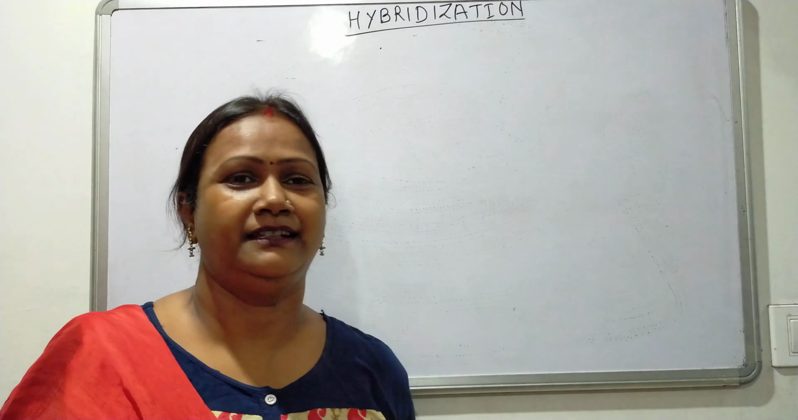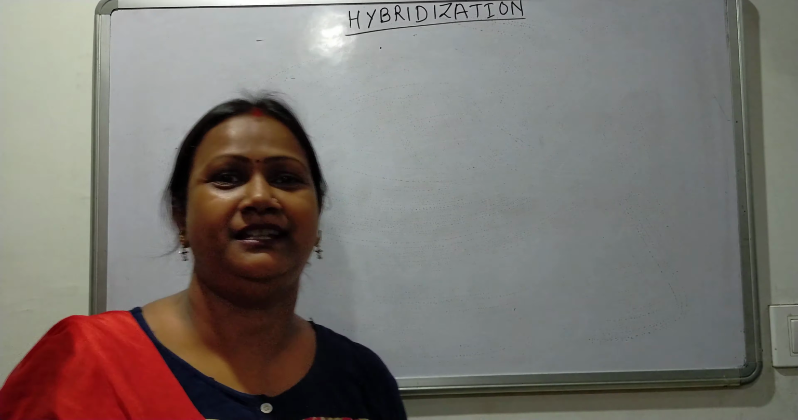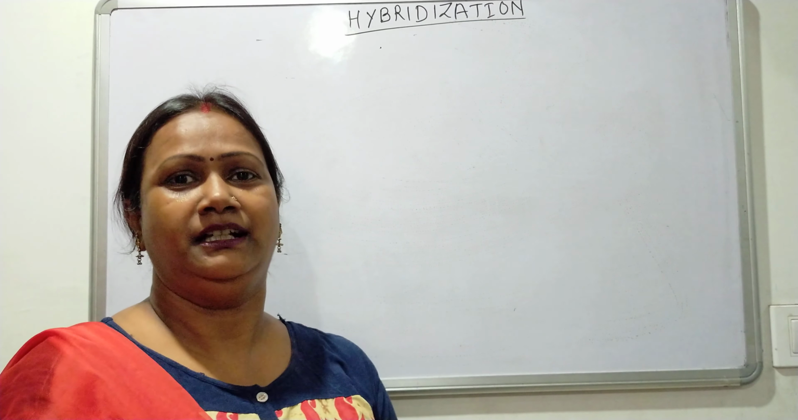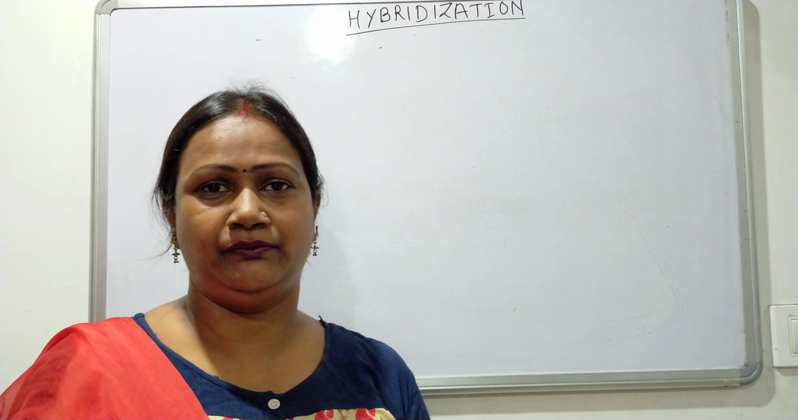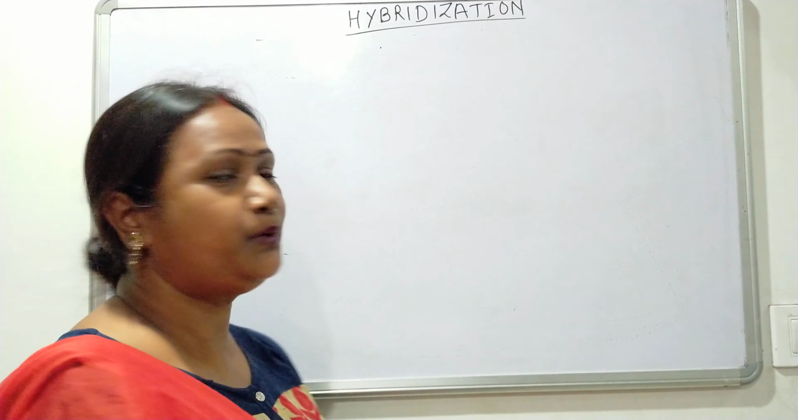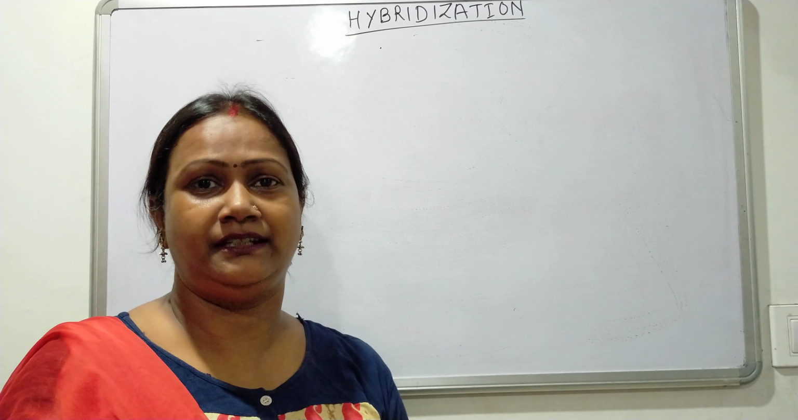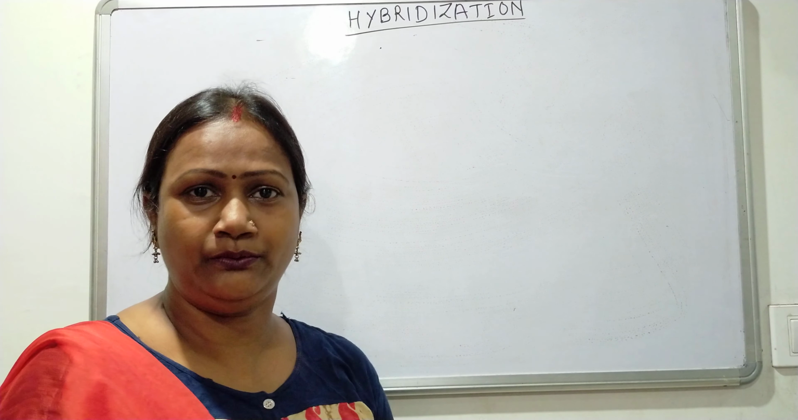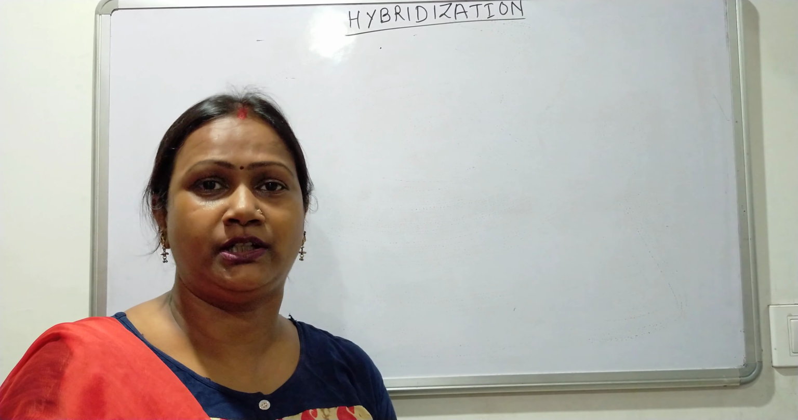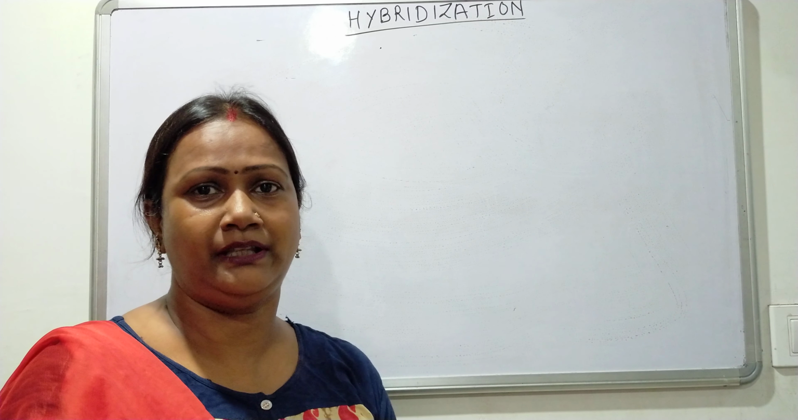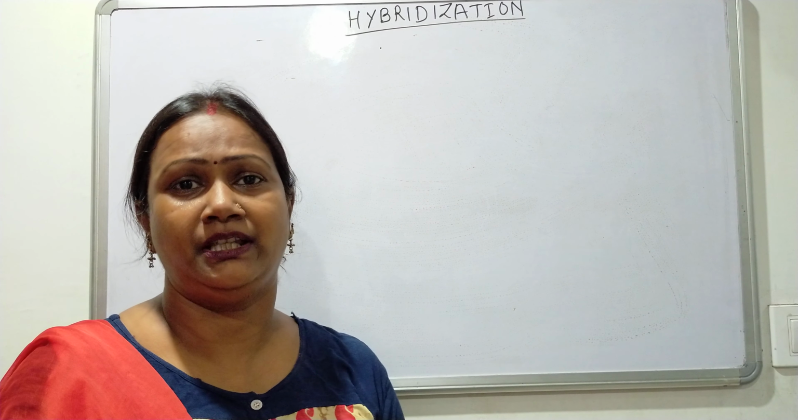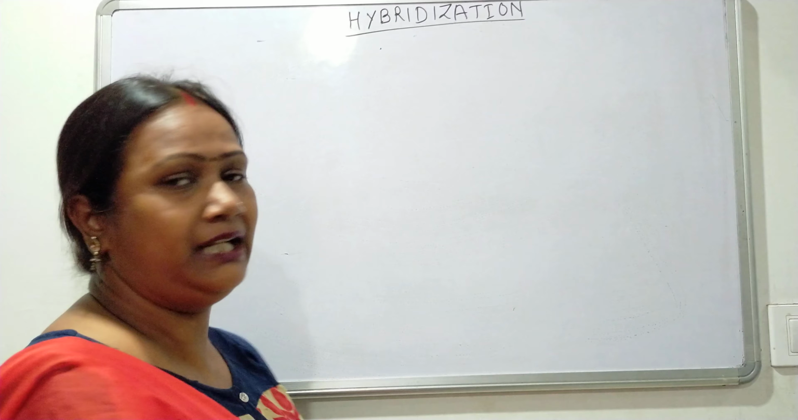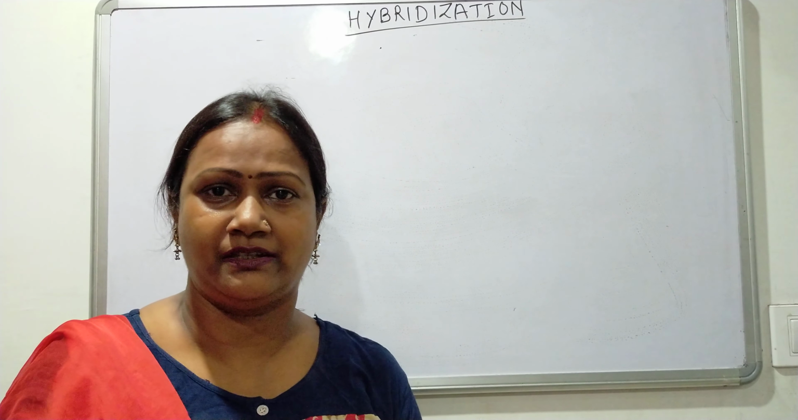Hello students. Today we will study a new topic, hybridization in chemical bonding. Chapter number 4, chemical bonding. This is the most important topic from the point of view of the structure of molecules. As you know how water looks like, how carbon dioxide looks like, the different types of compounds, their structure can be determined or identified by the process of hybridization.